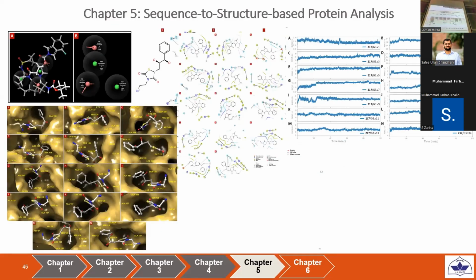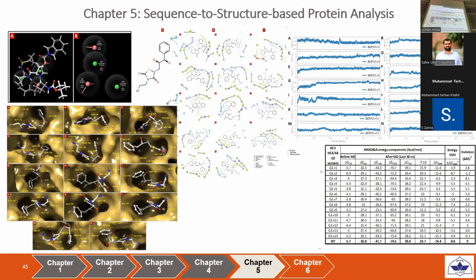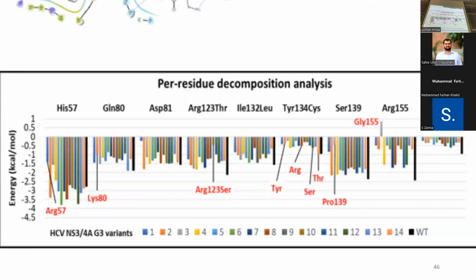genotype. We calculated MM-GBSA, which is the energetic interaction analysis, comparing the wild type energy with the variants. And lastly, we analyze the residue. And these bars here tell us about the interaction of these variants with the compound that we have isolated.